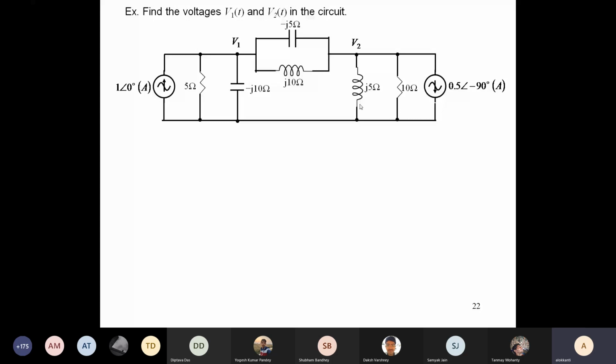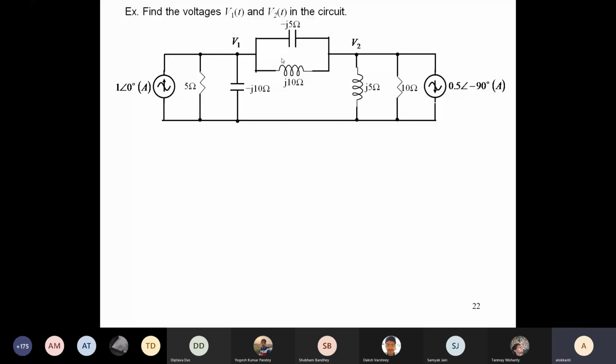If that j in the denominator is brought to the numerator, it becomes minus j. And that 1 by omega C magnitude is actually given here, which has the dimension of ohms. So for the capacitance, the values are given in the minus j 1 by omega C form. So it is minus j5 ohms or minus j10 ohms. That is how the values are given. Okay, so now find out the values of V1 and V2.